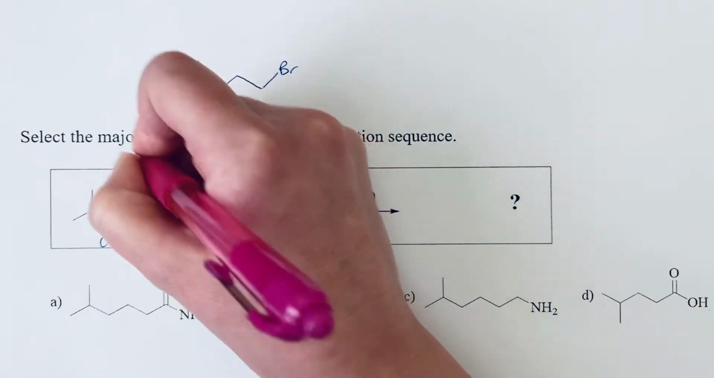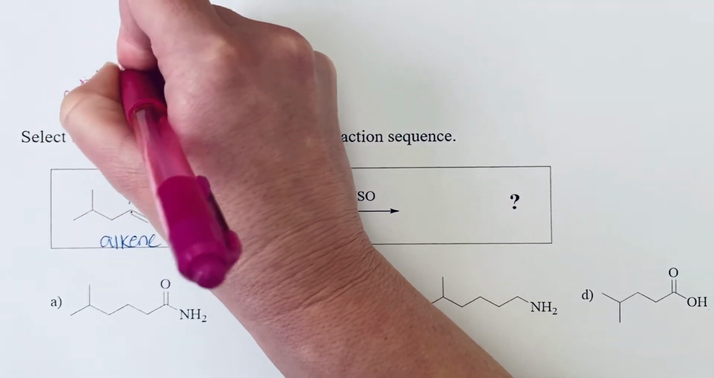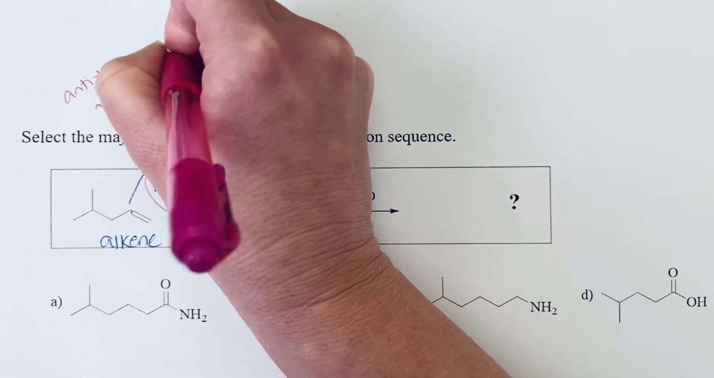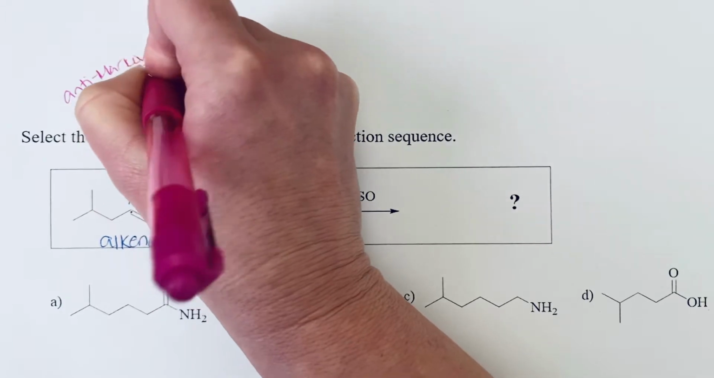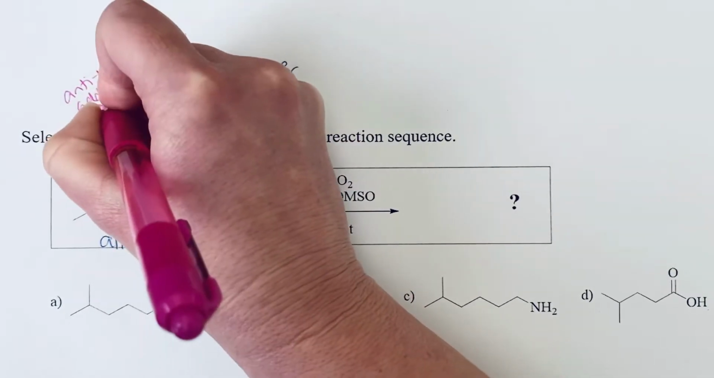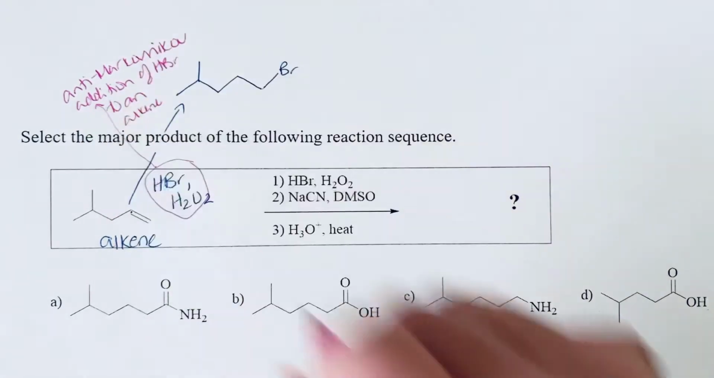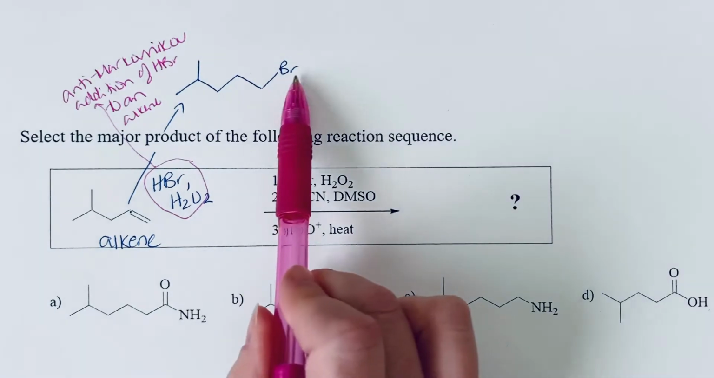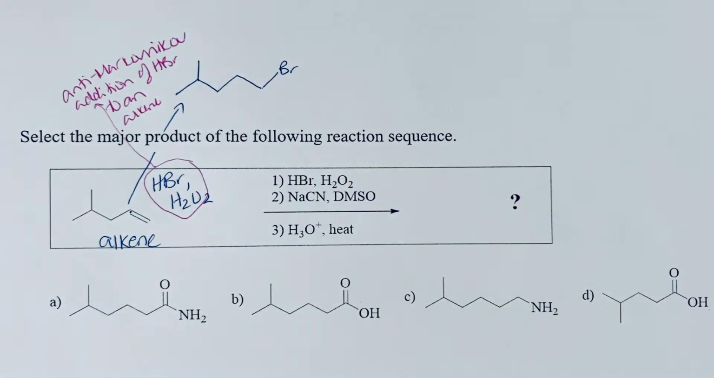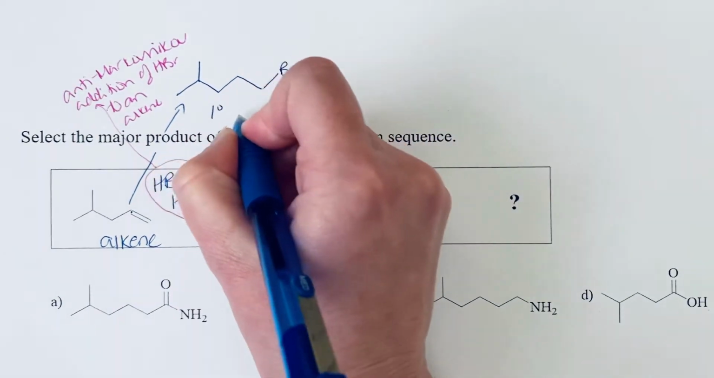So we can say that this is for anti-Markovnikov addition of HBr, specifically to an alkene. So these are the conditions to reverse that normal selectivity. Without the peroxide, you would have added the bromine to the second carbon. And so now what we have, we started with an alkene, now we have a primary alkyl halide.